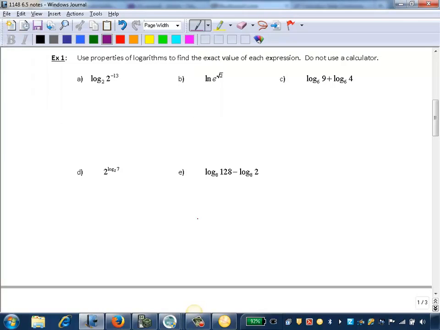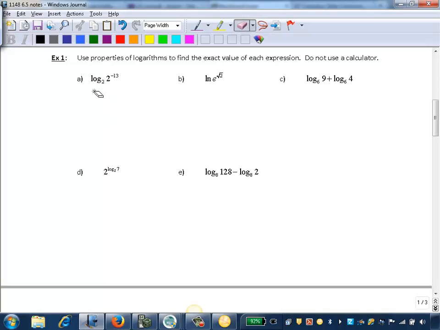In this example, we're asked to use properties of logarithms to find the exact value of each expression, and we don't want to use a calculator. So basically, we want to show our work or write out explanations of how we did these, especially in our notes. There are multiple ways, sometimes multiple properties can be used to evaluate these expressions, and sometimes, again, these might not look any different than some of the problems we did in the previous section.